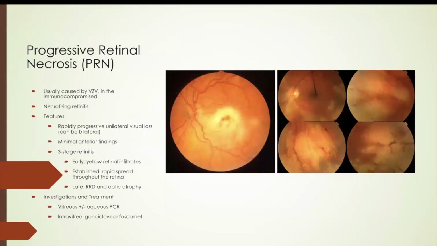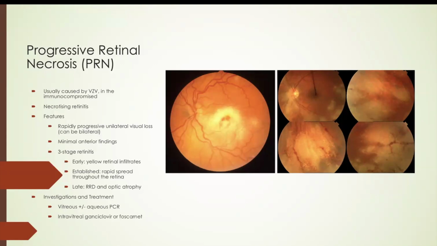So, progressive retinal necrosis, sometimes also called progressive outer retinal necrosis. It's usually caused by VZV, and it's something that you typically see in the immunocompromised. So when you're trying to compare PRN to ARN, which I'll talk about in the next slide, PRN typically is a disease of the immunocompromised. It's a necrotizing retinitis, and it tends to be very rapidly progressive. It's a unilateral vision loss, and also something that compares it to ARN is that you don't have a lot of anterior segment findings. So PRN is typically immunocompromised, and you also typically don't have a moderate or severe anterior inflammatory response. It tends to be actually very mild.